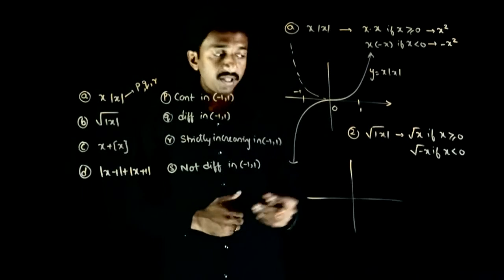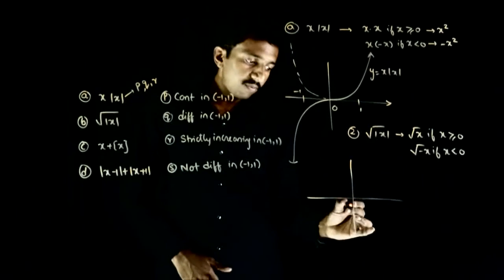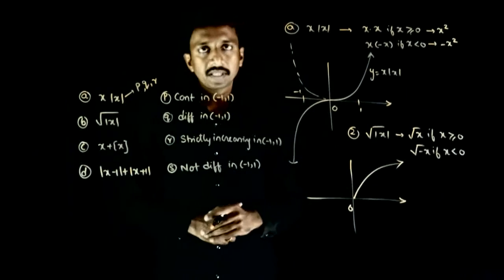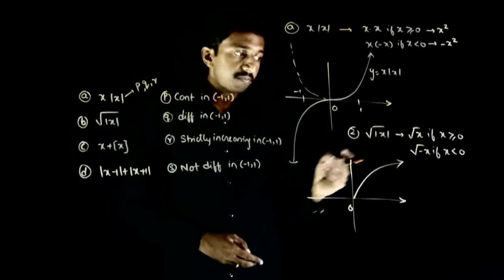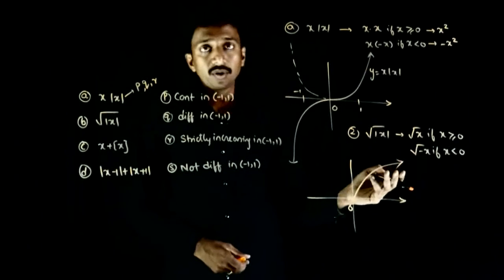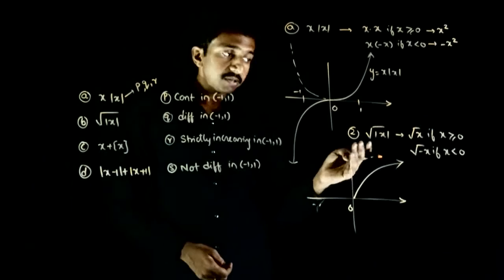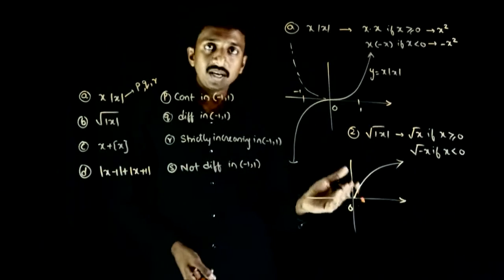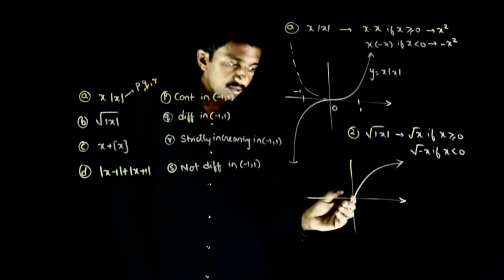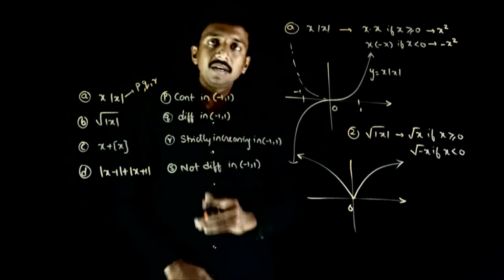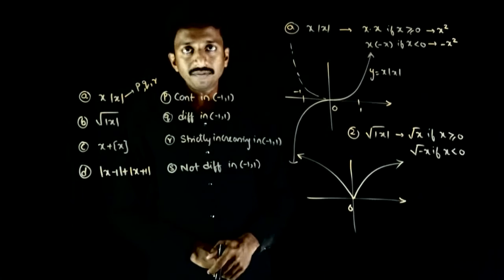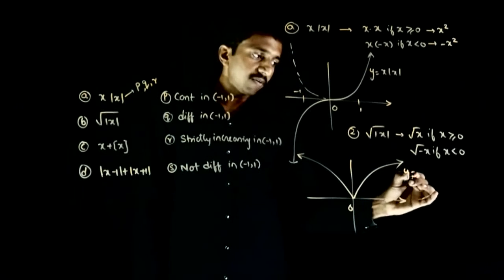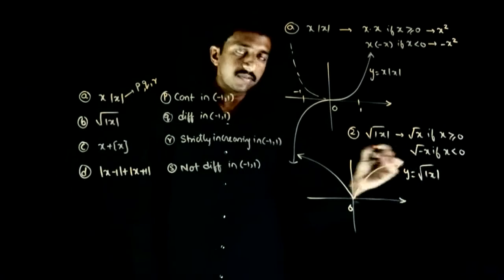Square root of x का ग्राफ पता है. Square root of x is valid when x is greater than or equal to 0. The graph looks something like this. When x is less than 0, आपको ग्राफ क्या आएगा? Square root of minus x. ठीक है. So again you can see that this is an even function. So right side जो ग्राफ आएगा उसी का mirror image left side आएगा. ठीक है. So the graph of y is equal to square root of minus x. So this is the graph of y is equal to square root of mod x.